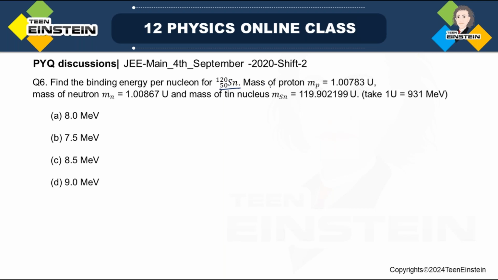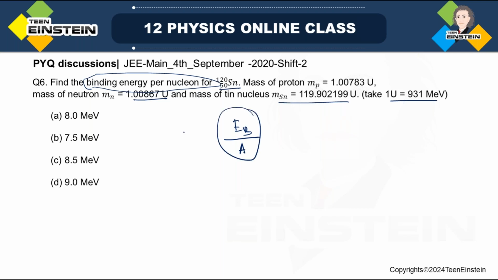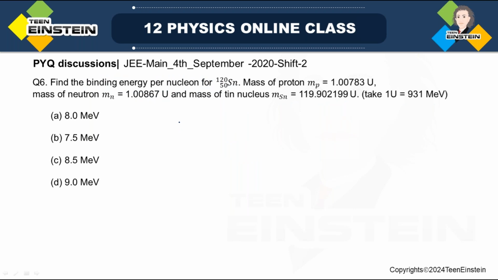Sn-50-120. Mass of proton is given as 1.00783 atomic unit. Mass of neutron is given like this. The mass of tin is given. Take 1 U is equal to 931 MeV. Then what is the binding energy per nucleon? This is important. Binding energy per nucleon. That means what? You find out the binding energy, divide that value by the mass number. That is binding energy per nucleon.